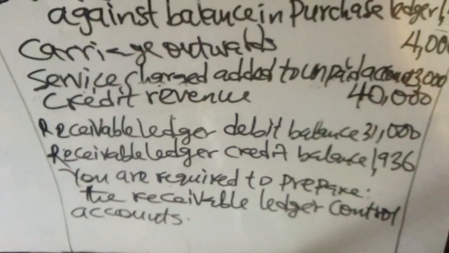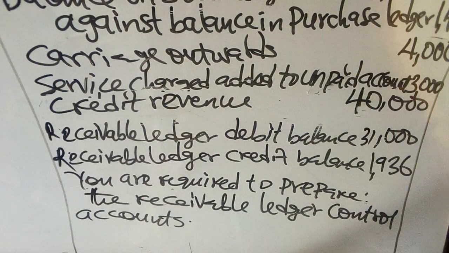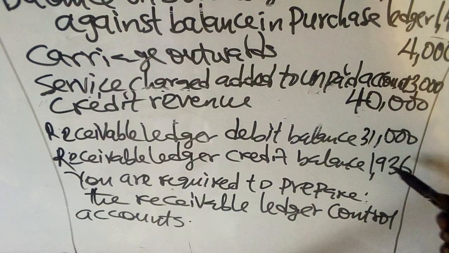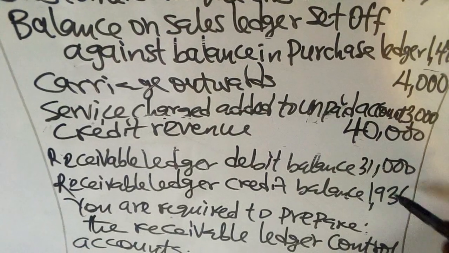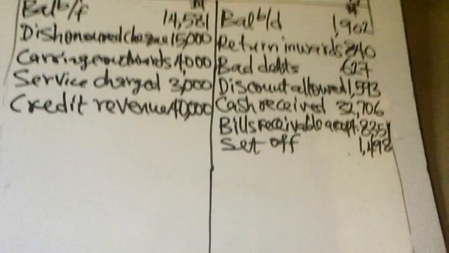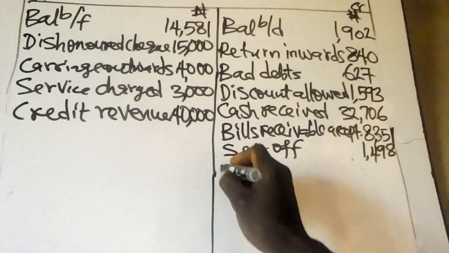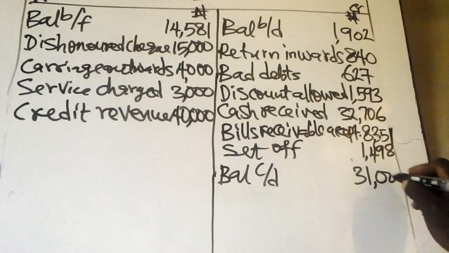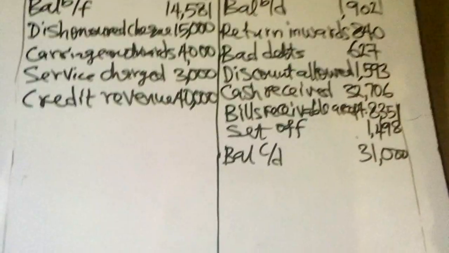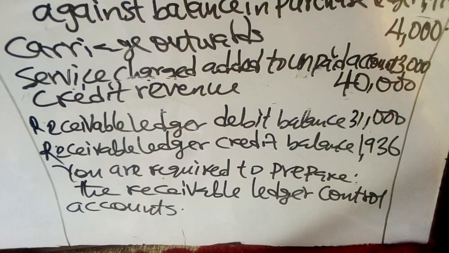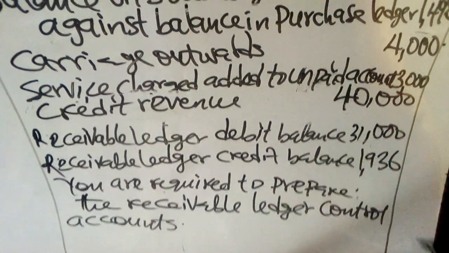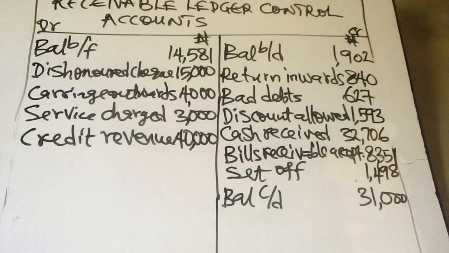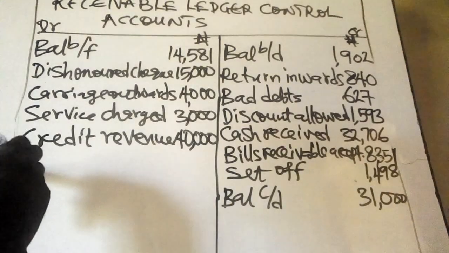Then you have the receivable ledger debit balance. This is the closing balance. Since it is a debit balance, you are going to bring it down to the debit side. That is 31,000. So we have balance carried down, 31,000. Then the last item, you have the receivable ledger credit balance, which is 1,936. You have been told that one is a credit balance. So since it is a credit balance, on the debit side you have balance carried down, 1,936.